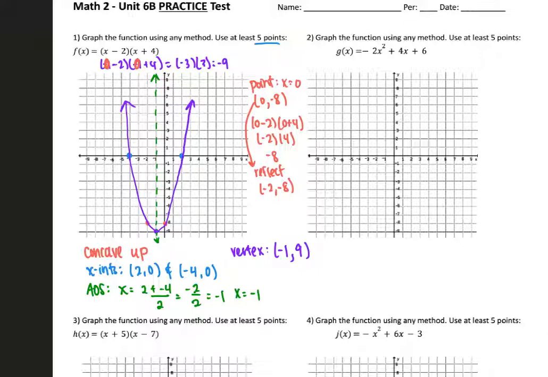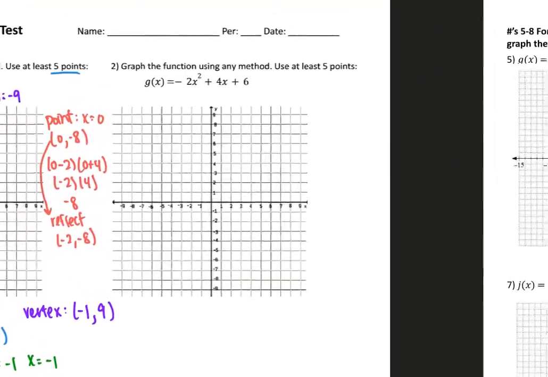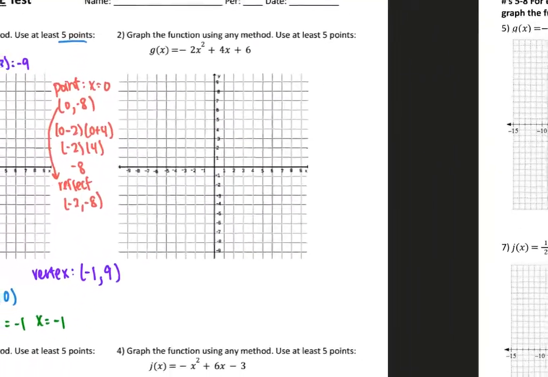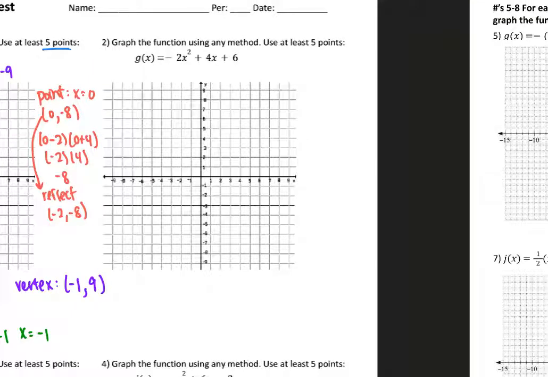All right, let's take a look at number 2. So number 2, we're doing something similar. However, this one is in standard form, but we're going to start the same way. We're going to list out our characteristics. So I'm going to go ahead and do it here. For this one, we know it's concave down since a is negative. The characteristic we can get from standard form is our y-intercept, which is going to be (0, 6).